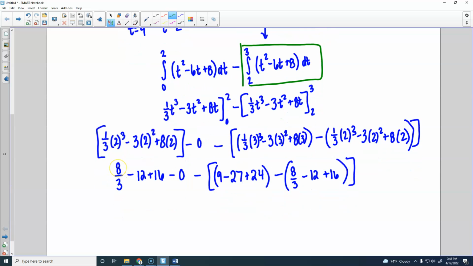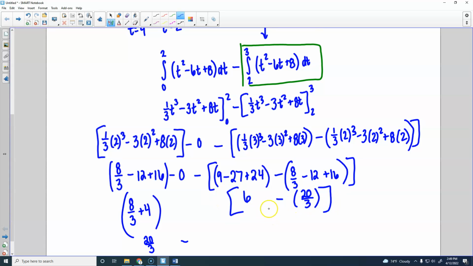So I'm working on my work here. We got 8/3 plus 4 right here, which is going to give us 20 over 3. And then this part right here is our 6. And then this is going to be 20 over 3.